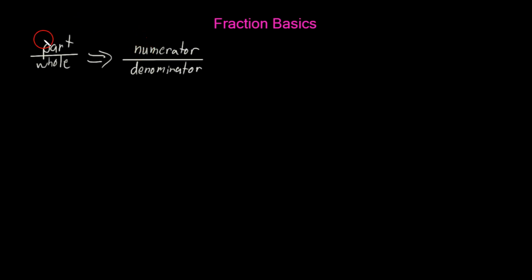So what a fraction is, it is a part over a whole. And the part and whole have two fancy names, which are called the numerator and the denominator. The numerator is the part and the denominator is the whole. And there's this fancy little line between them, which is the fraction bar. The fraction bar just means division. So really what this means is numerator divided by denominator.